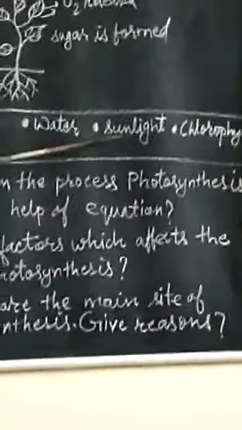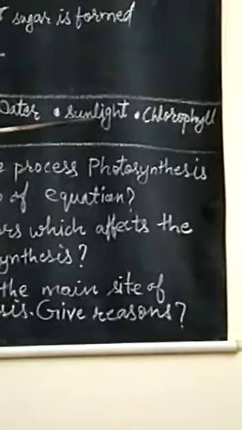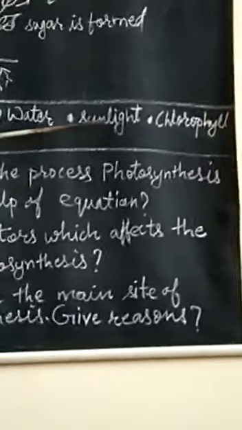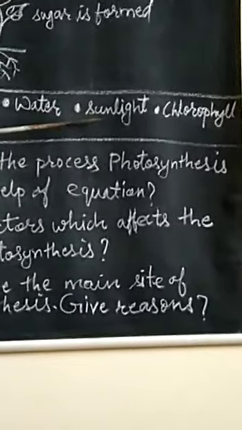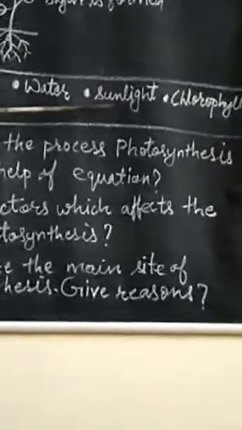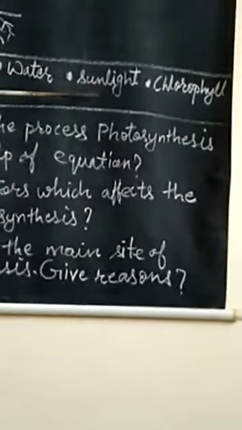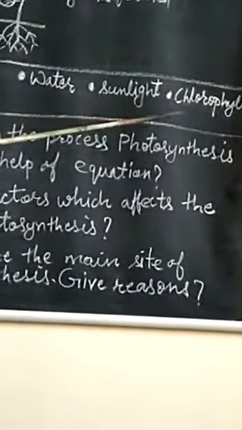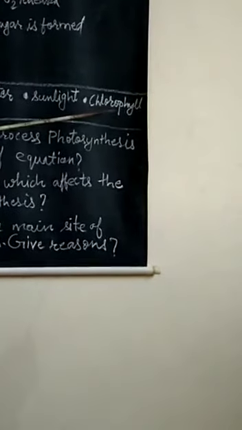Third factor is sunlight. Sunlight affects the rate of photosynthesis. During daytime, plants perform photosynthesis because of the presence of sunlight. During night, they can't perform photosynthesis because of the absence of sunlight. Now the last factor, that is chlorophyll. Chlorophyll is a green pigment present in leaves, which helps it to trap the sun's energy.